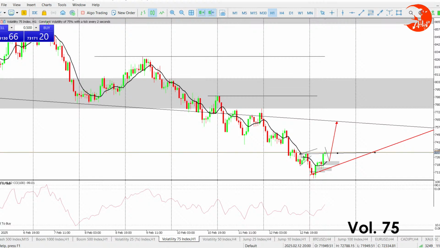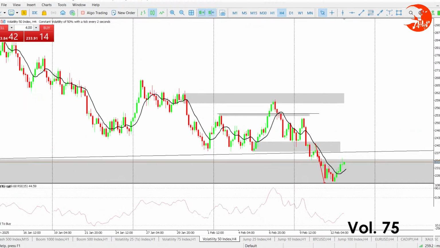Until then, we have no entry. So deleting this. Until then, we have no entry. Until we see this come back right about here, we will have no entry. So that's it on V75. Let's now hit V50.